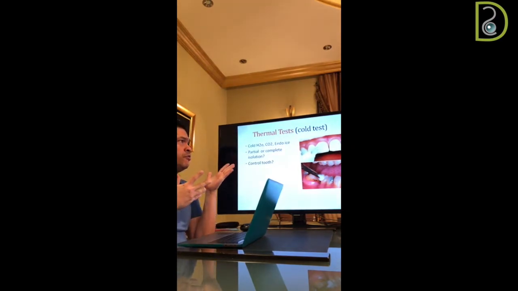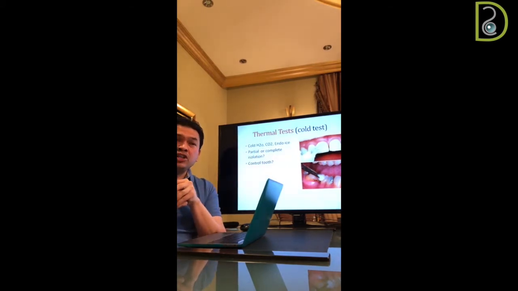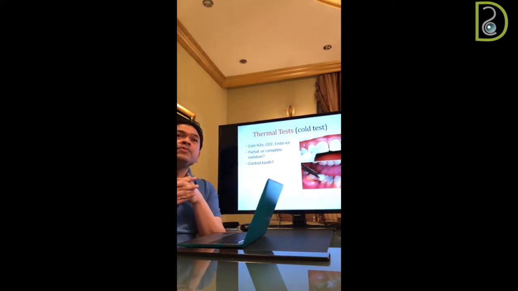If you ask when to use partial or complete isolation, of course we advise using complete isolation in every case, especially if you are going to use an ice block, because if you don't use complete isolation on this tooth, the melting ice will go to the neighboring tooth and give a confusing result. So we advise, in every test, to use a control tooth to see what is normal and abnormal.